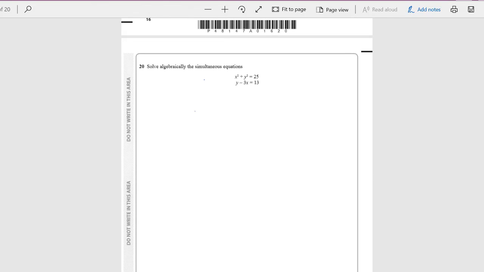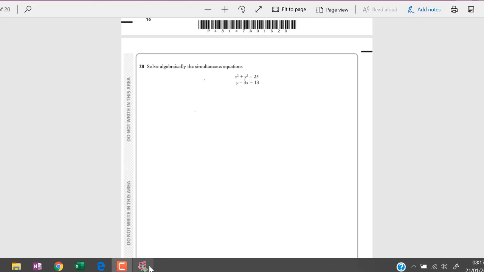Okay, question 20. So it says solve algebraically the simultaneous equations. X squared plus y squared equals 25 and y minus 3x equals 13. Now I know this is going to be quite a lengthy process, so I'm not going to use the sheet itself. I'm going to write on a different program. So let's start off with x squared plus y squared equals 25. Then y minus 3x equals 13. So this is my 1, this is my 2.